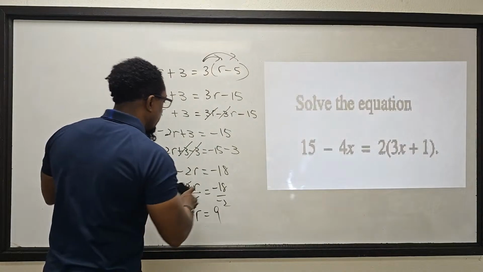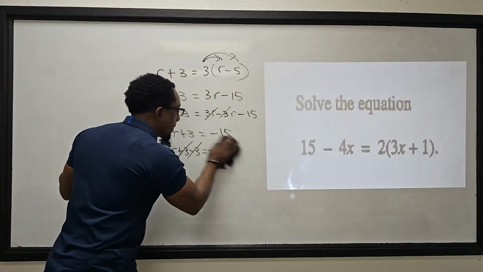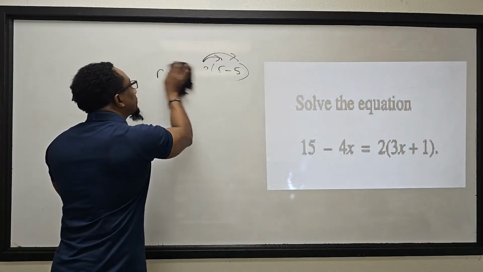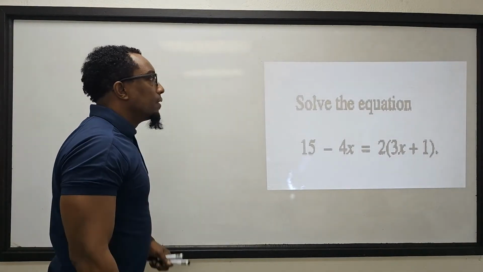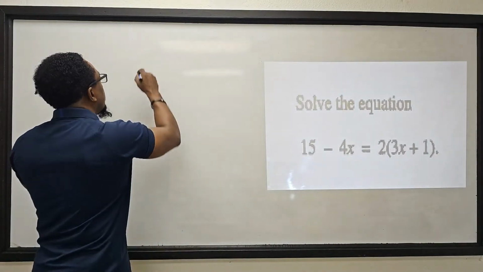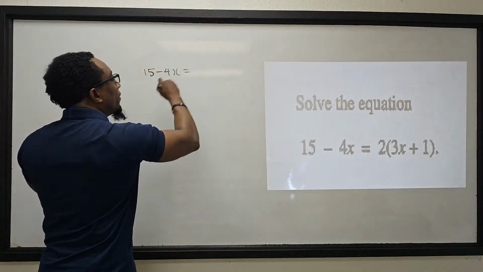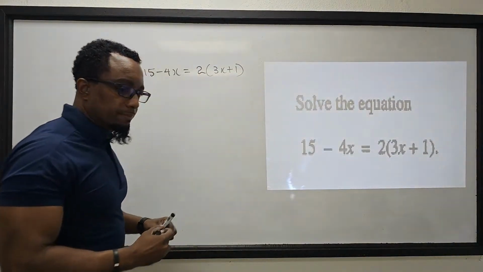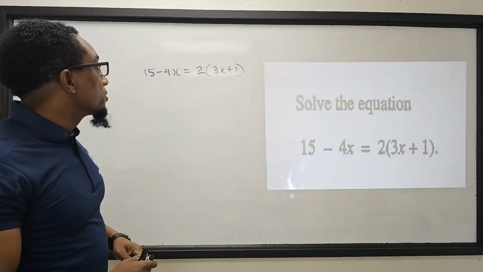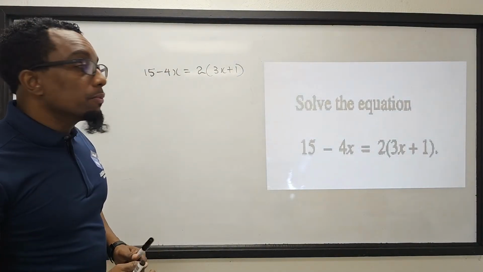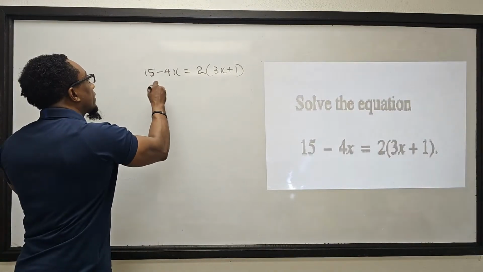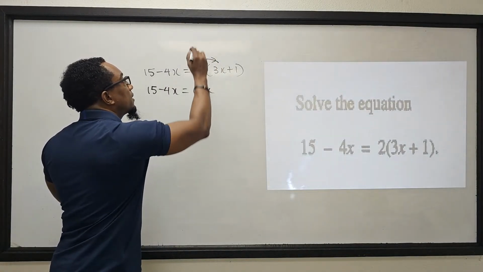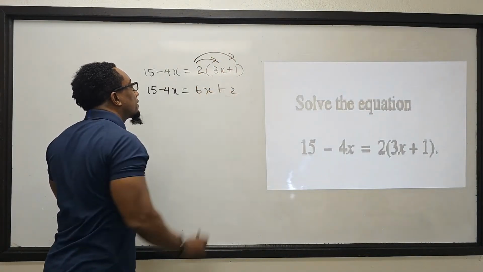Solve the equation. So I want us to solve 15 subtract 4x is equal to 2 into 3x plus 1. So let us solve that equation. So I see a bracket. My first step is to remove the bracket. So this is 15 subtract 4x is equal to 2 by 3x, which is 6x. 2 by positive 1 is positive 2.